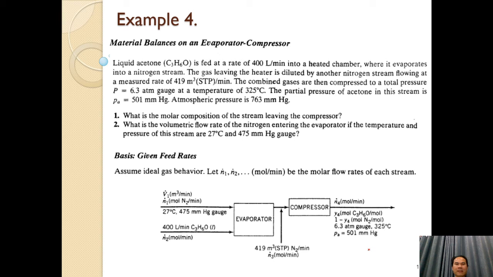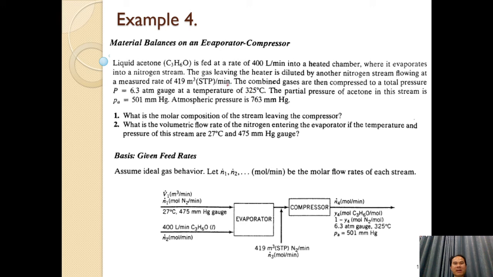It shows you the example of the material balance on evaporator and compressor. We have two components. Evaporator means the evaporation of liquid to vapor, a phase change from the liquid phase to the vapor phase. In the compressor, we compress the gas and increase the pressure. The volume of gas is reduced.